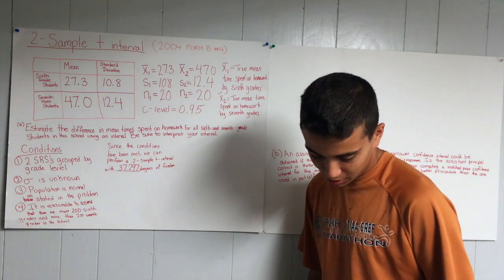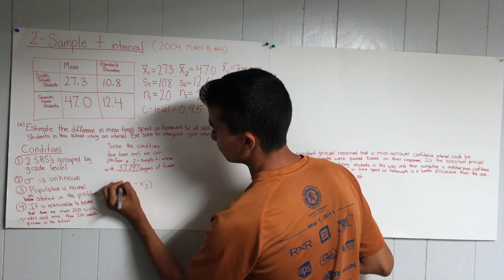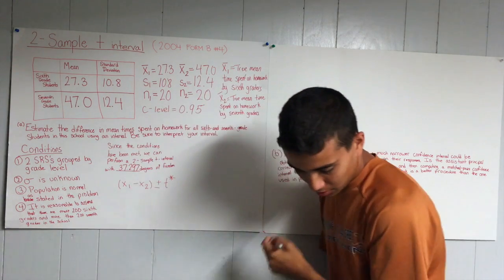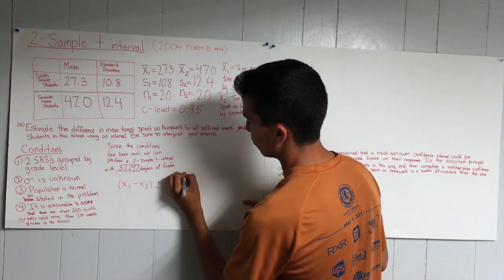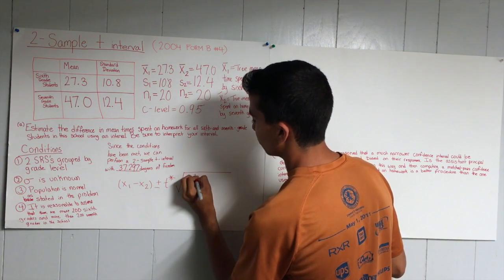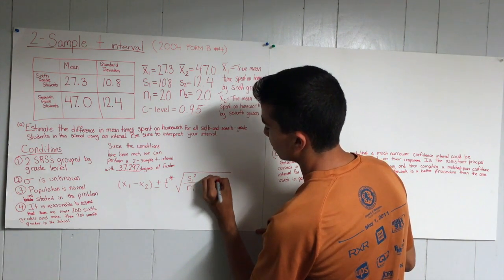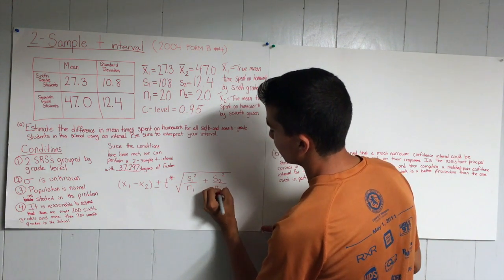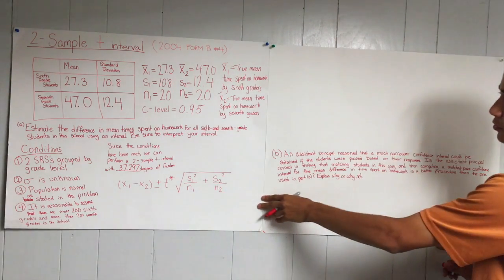Alright. So once you've met all the conditions, you can write down the explicit formula for a 2-sample t interval, which is first sample minus the second sample plus or minus critical t value, and then the square root of the sample standard deviation of the first sample squared over the sample size of the first sample plus the standard deviation of the second sample squared over the sample size of the second sample. Alright, so once you've written this down, you can start filling in the data values for all of it.